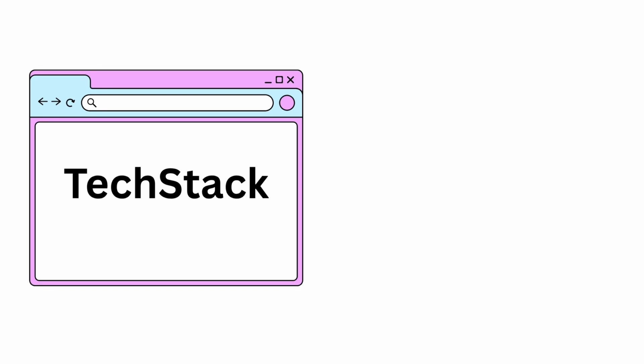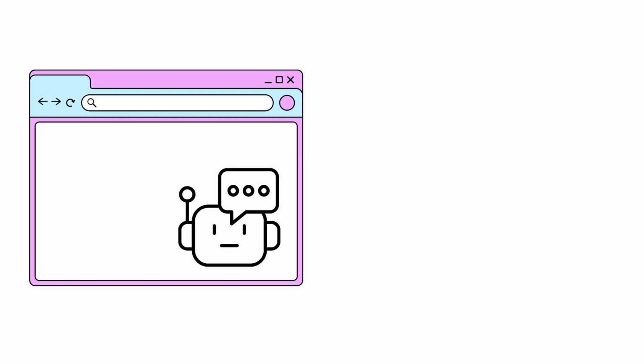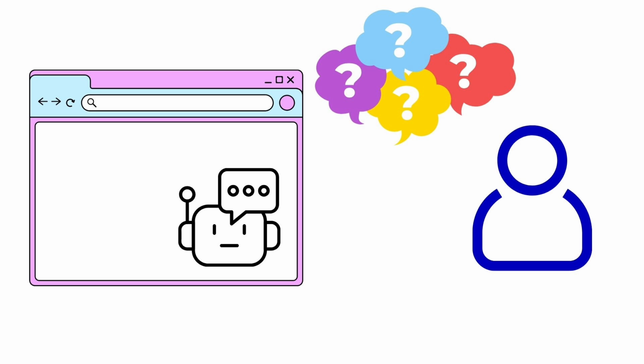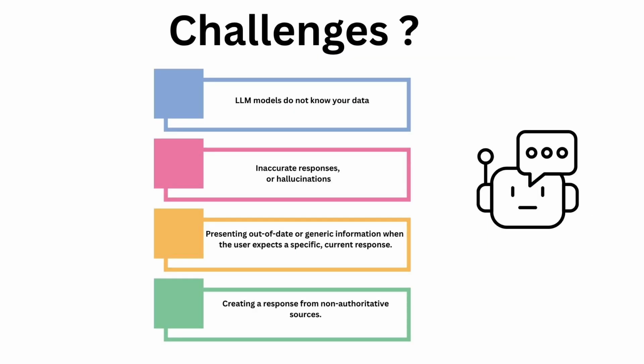Let's say you have a website and you want to provide 24 by 7 live support to your customers by adding a chatbot. Whenever a customer asks any queries to the chatbot, they will have an instant response. So, if you use a generic basic LLM, then it has some challenges.